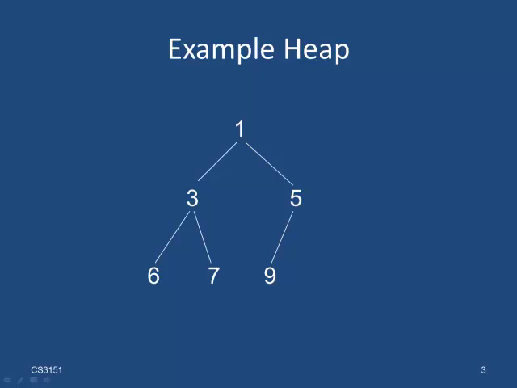Now we could use a linked structure to store a heap in memory, just as we did with binary trees, for example, but instead we will store the nodes of a heap in an array where the nodes are placed in the array in level order. In the given heap, the level order of the nodes is 1, 3, 5, 6, 7, 9. So the tree is stored as an array with the elements 1, 3, 5, 6, 7, 9 in that order.